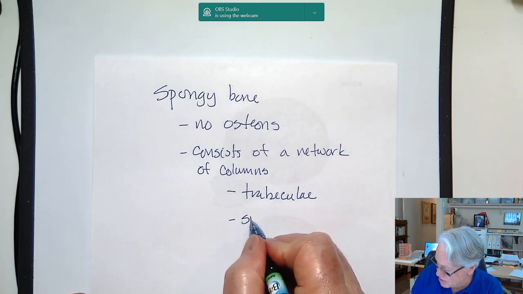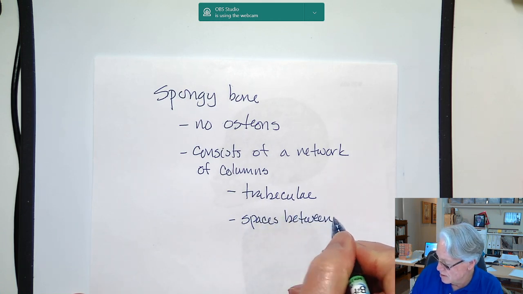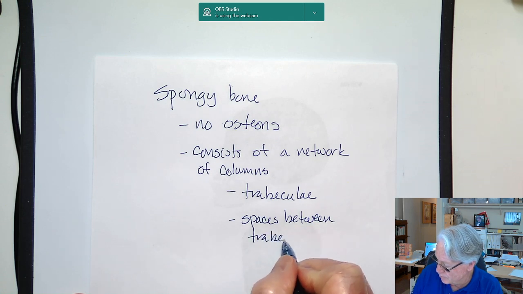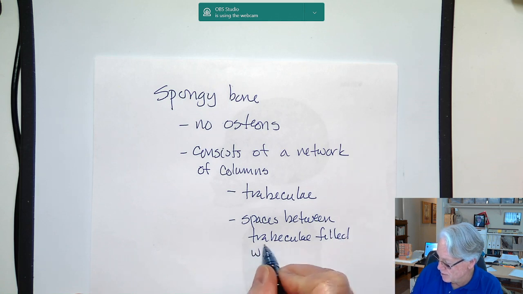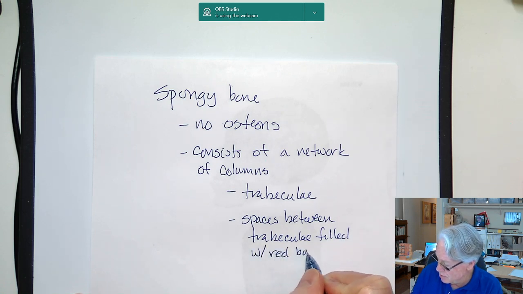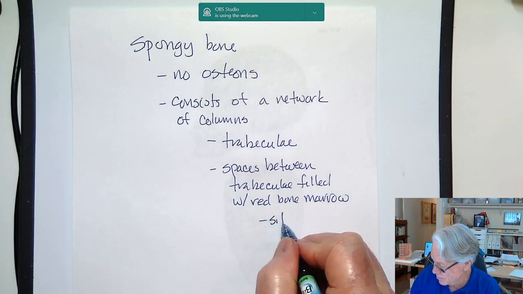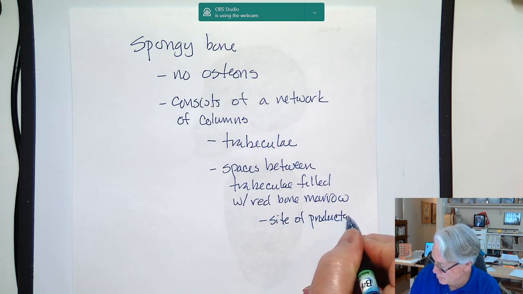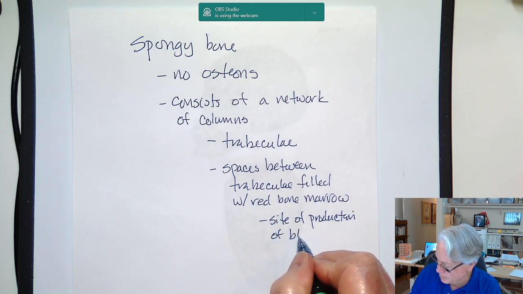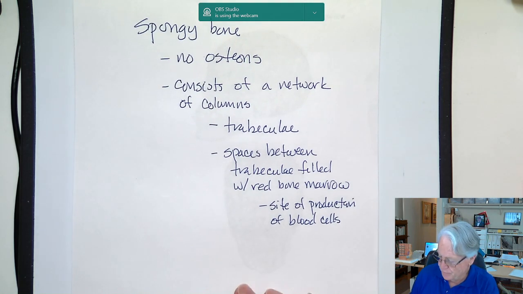And there are spaces between the trabeculae that are filled with red bone marrow. And red bone marrow is the site of production of blood cells. All blood cells: red blood cells, white blood cells, platelets.